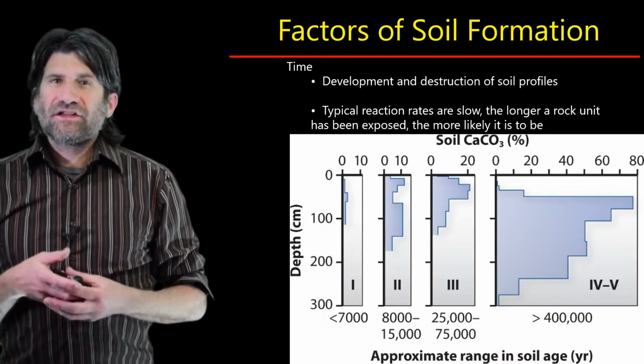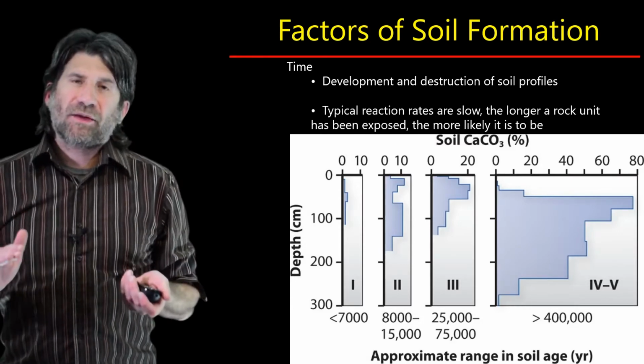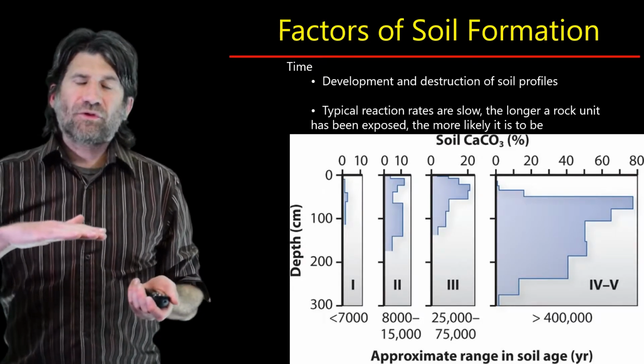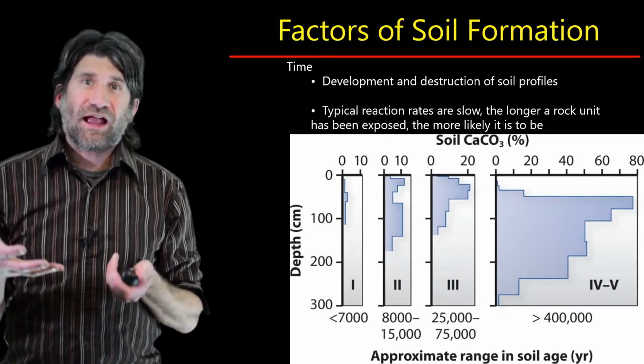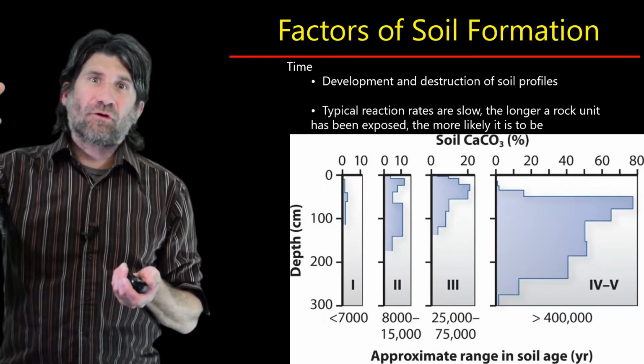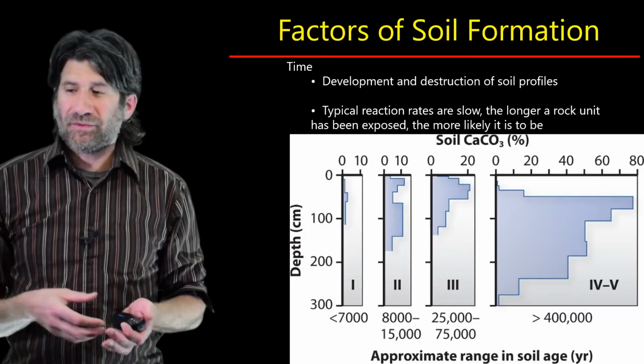Okay, and finally, time. In our CLORPT model, time is our last factor. And time's really important because time just gives you time for all the processes to act, for weathering to happen in the A horizon, for material to accumulate in the B horizon.